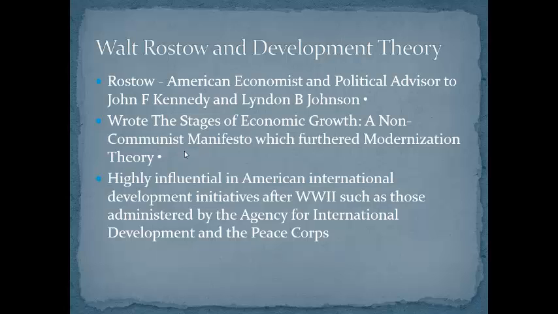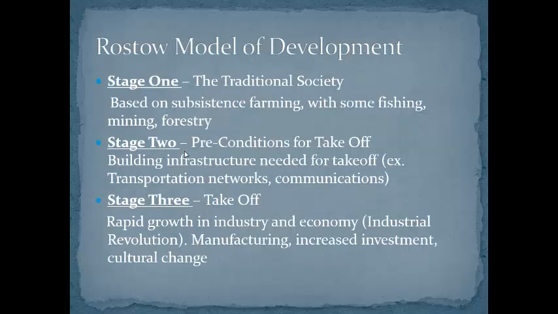We can see this right in the name of the paper that he writes in support of this model. It's called The Stages of Economic Growth, a Non-Communist Manifesto. This is what he's writing about his modernization theory. It's directly opposed to communism. He says it right there in the title. This is how do we prevent communism from spreading throughout the world. And his model was highly influential in American international development initiatives in the post-war era. So, for example, the Peace Corps is one institution that's formed at this time, and it's about spreading American development principles throughout the third world.